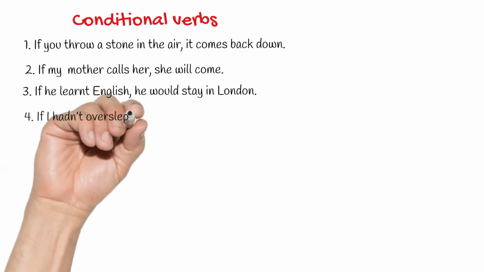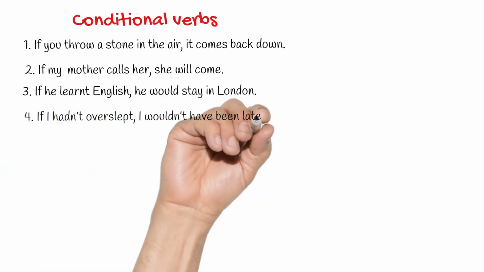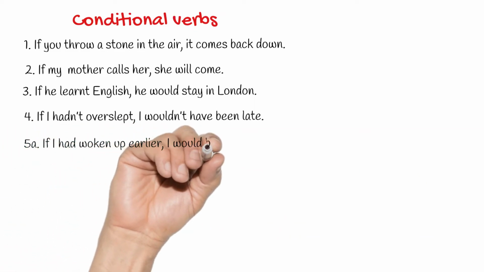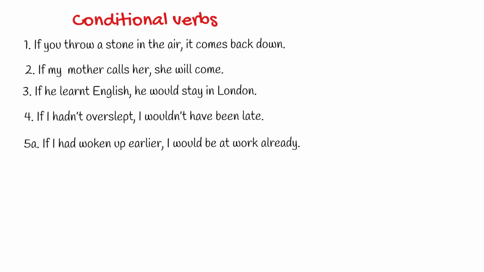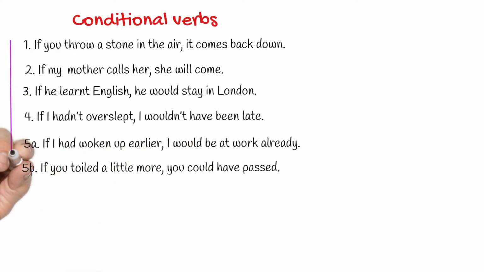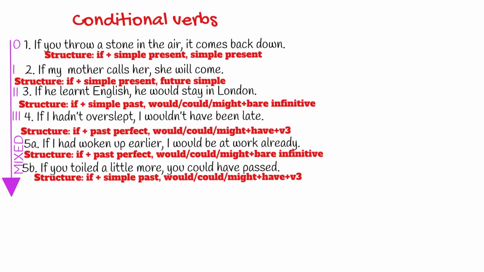If I had not overslept, I wouldn't have been late. If I had woken up earlier, I would be at work already. If you toiled a little more, you could have passed. The sentences 1 to 6 are respectively zero, first, second, third, mixed type 1 and mixed type 2 conditional sentences. You can see the tense structures just below each sentence.